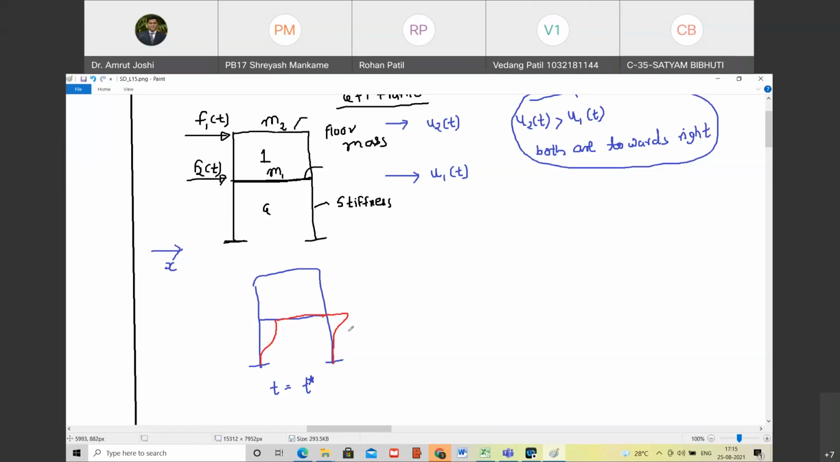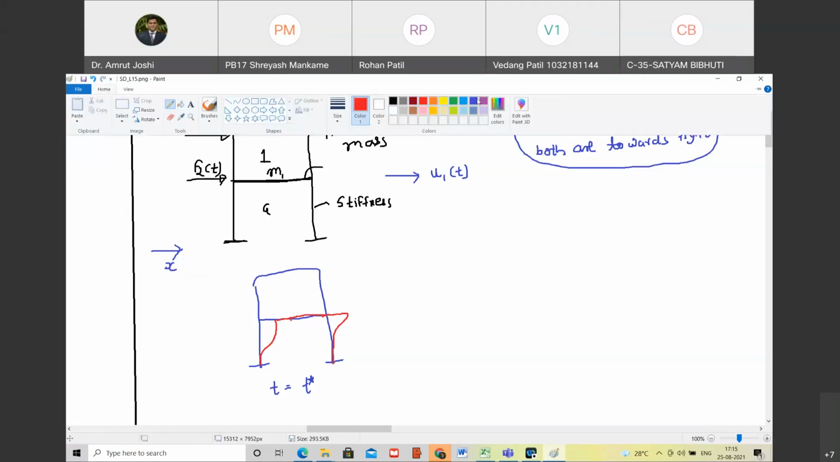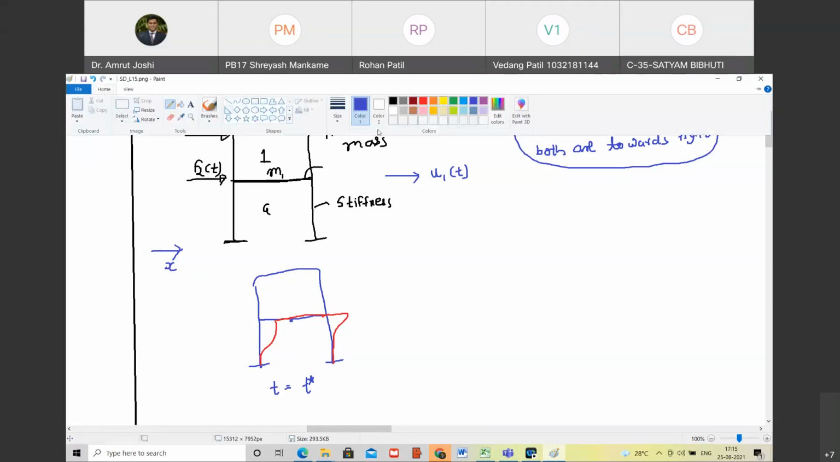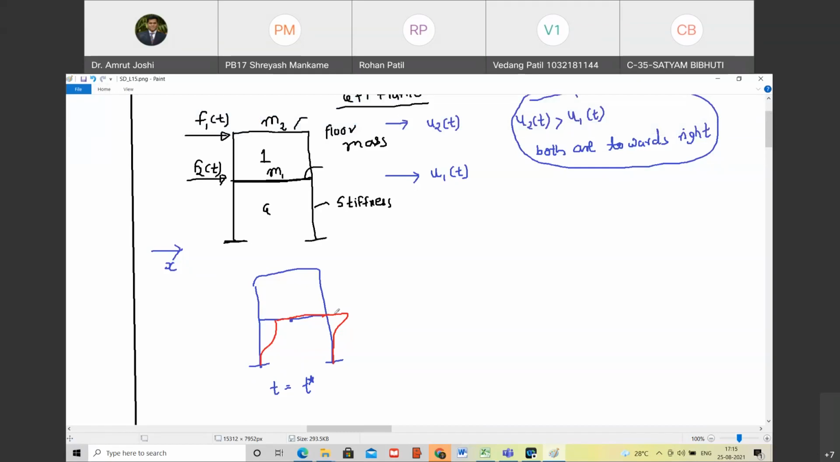And what is u of t? U of t is the distance between centroid of the slab in undeformed condition, which will be somewhere here, and centroid of the slab in the deformed condition. So this is u of t. Do you agree with me, Shreyas? Yes, sir. So this is u1 of t star. So at time t star, u1 is this much.